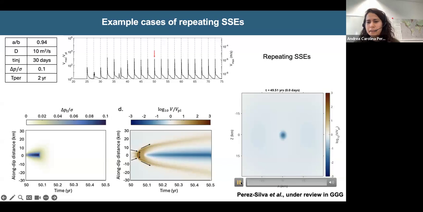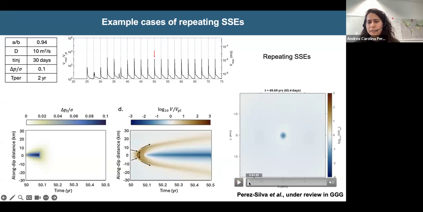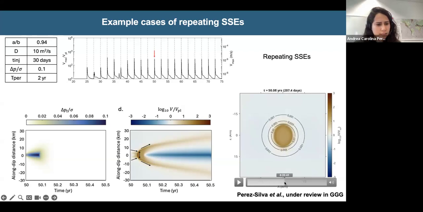And this is an example of, again, the evolution of the slip rate on the fault, similar to the previous movie that I showed. In this case, we imposed a perturbation of 6 months. I mean 0.1 years, sorry.